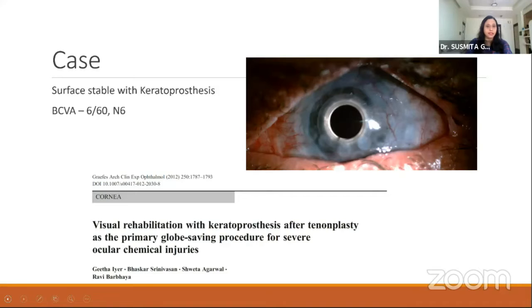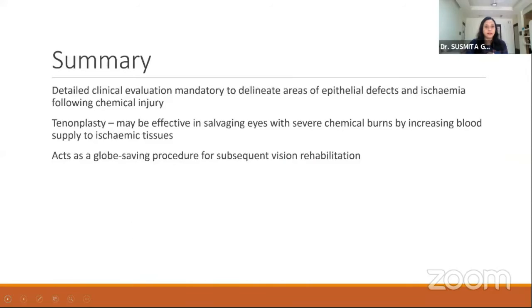So this is how he looks. He has a vision of 6/60 N6. So this is what has been very specifically prepared by Dr. Geeta Iyer from Sankara Nethralaya, that if you are able to save the globe at the time of the acute injury using procedures like tenonplasty, you can always rehabilitate the eye later on with a Boston keratoprosthesis. But managing these eyes at the time of the acute injury is really critical.